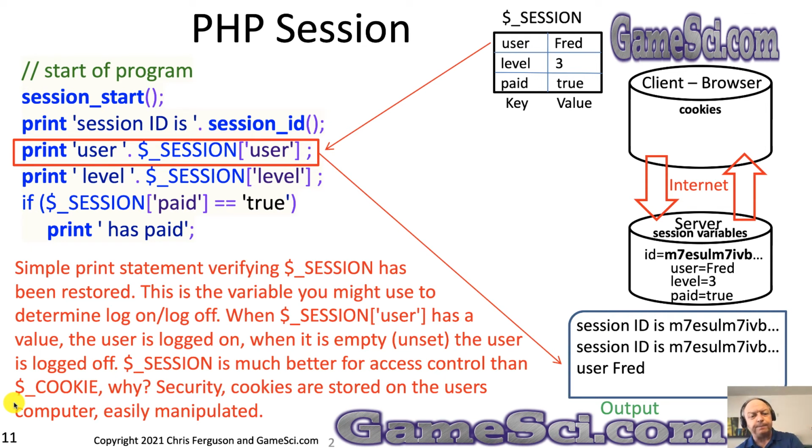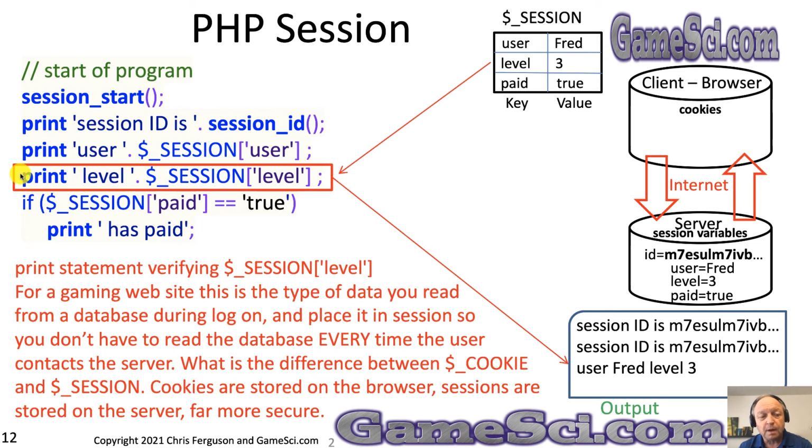Why is that? Security. Cookies are stored on the user's computer. They're easily manipulated. Sessions are stored on the server. It's much harder to manipulate a session variable than a cookie variable. Print level dot $_SESSION with the name level. A print statement verifying $_SESSION level.